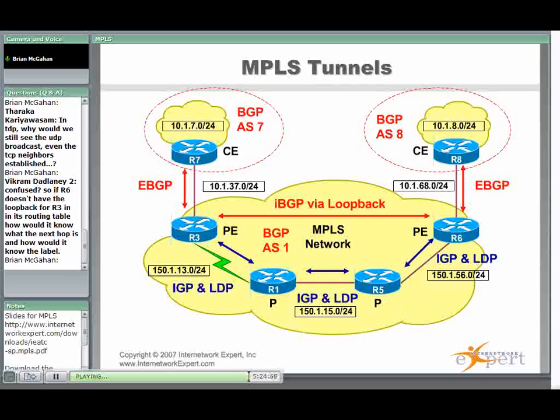Now we can verify this by looking at the show MPLS forwarding table for 10.1.7.0. What we should see is the incoming label is 27, the outgoing label is 28, which we do. It says incoming label 27, we're going to swap it with 28, send it out serial 2/1. And that goes over to router 3.